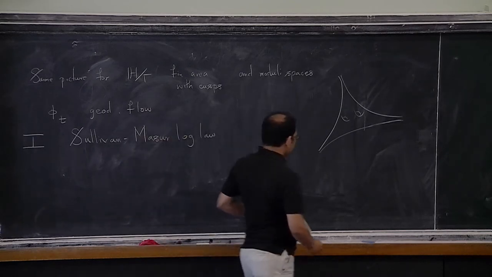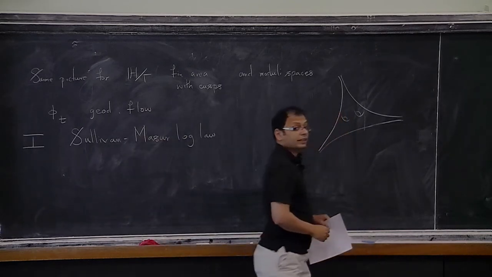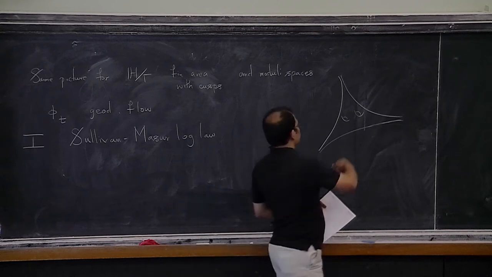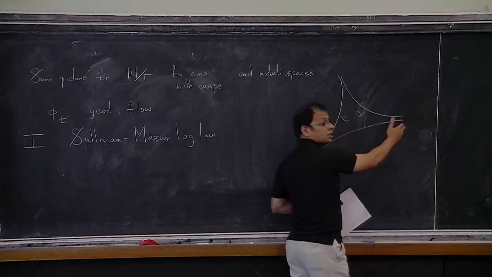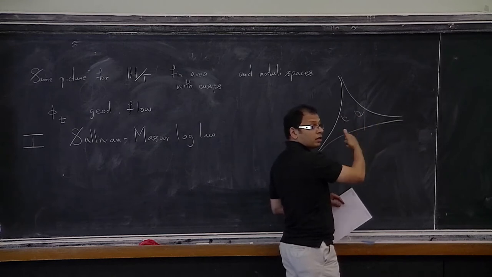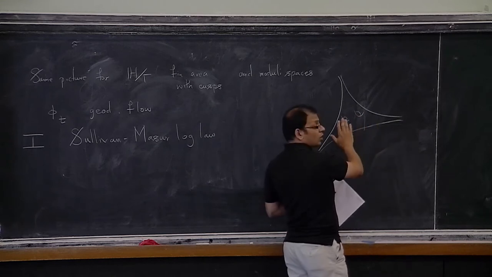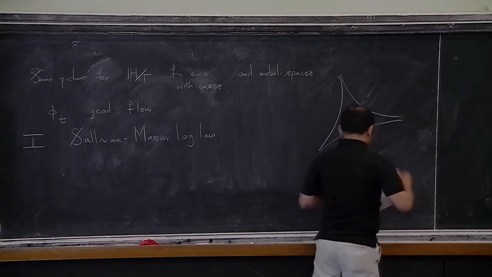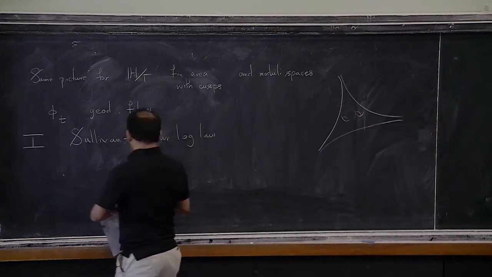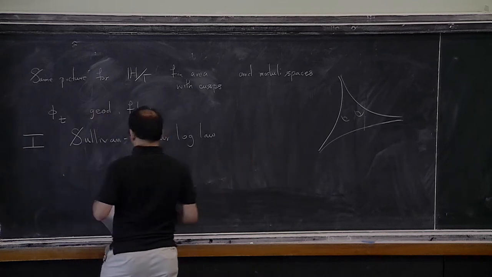So if you take a typical geodesic on a surface like that, then it's going to sort of wind around everywhere in the surface, make some excursions into the cusp, but keep returning back to the thick part. And the Mazur-Sullivan log law studies the behavior of how deep in the cusp do you go. Okay. So it's the asymptotic depth in the cusp.